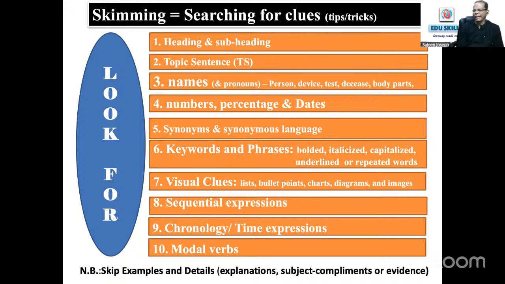You can find any name. Name doesn't mean a human being. It can be a council, an NGO, an organization, a medical council, anything. Then numbers, percentages, dates, synonyms, language, keywords and phrases. Then visual clues, sequential expressions, chronology, time expressions, modal verbs. It doesn't mean all 10 will be there in your one text. But whatever is there, you will see later, those are the answers, or they tell us where the answer is immediately. So you have to be proficient in this.